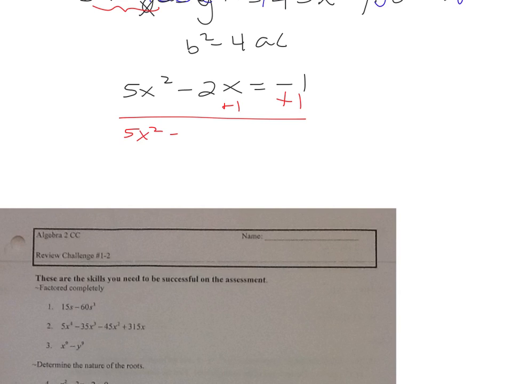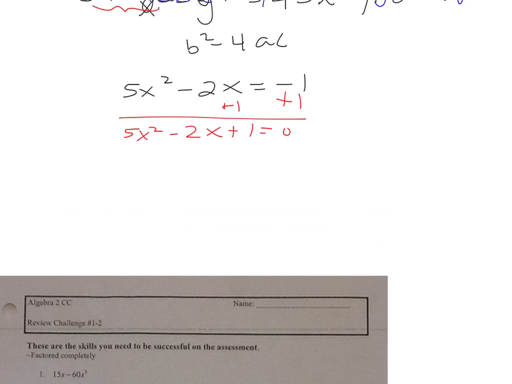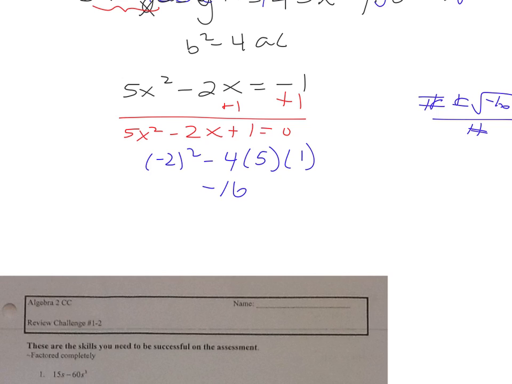5x squared minus 2x plus 1 is equal to 0. Okay, so I need my b, which is negative 2, so it's negative 2 squared, minus 4 times 5 times 1. Just plug that in the calculator, you get negative 16. So think about number plus minus the square root of negative 16. You have a negative under that radical. That means it's imaginary.